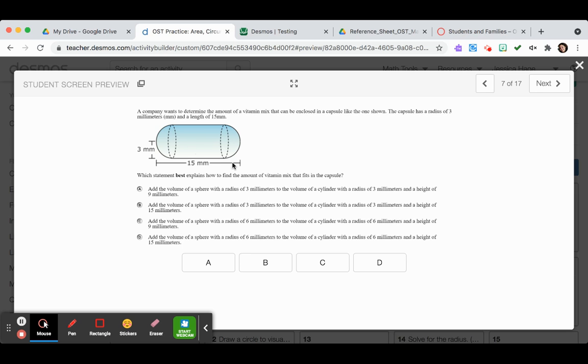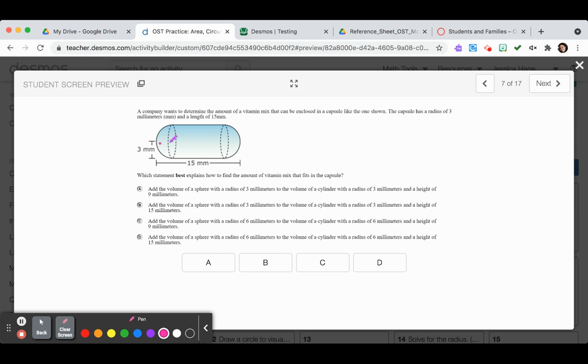A company wants to determine the amount of Vitamix in the capsule. Okay, so this is just looking at what shape this is. So this is a cylinder. The cylinder is in the middle part, and then we've got a sphere that has been separated. Half of the sphere is to the left side of the cylinder, and half of the sphere is to the right. The radius is 3. That's also the radius of the cylinder in the center. Then if you take 3 away from part of the sphere, you'll have 12 left in the front. And if you take 3 away from the back, that would make 9 total for your cylinder. So it'd be 3 plus 9 plus another 3 gives you 15.